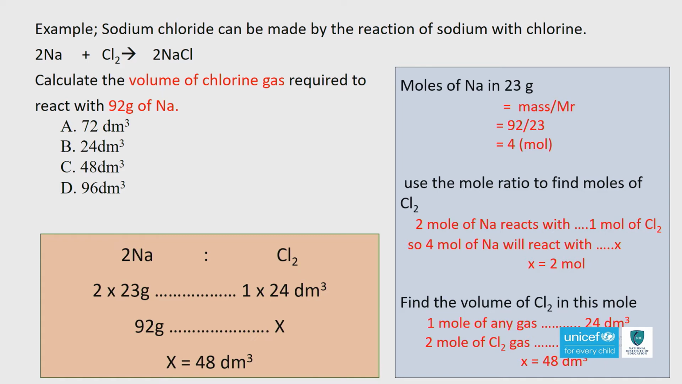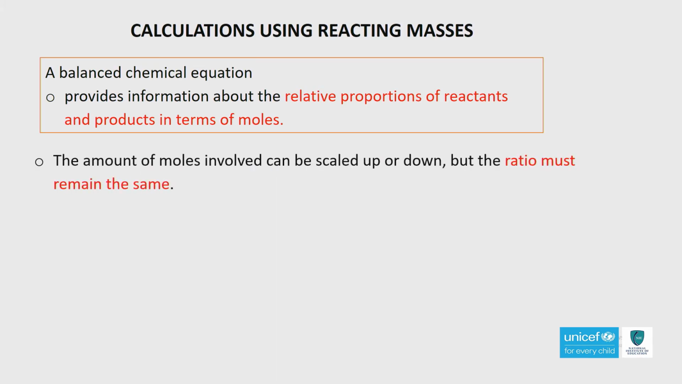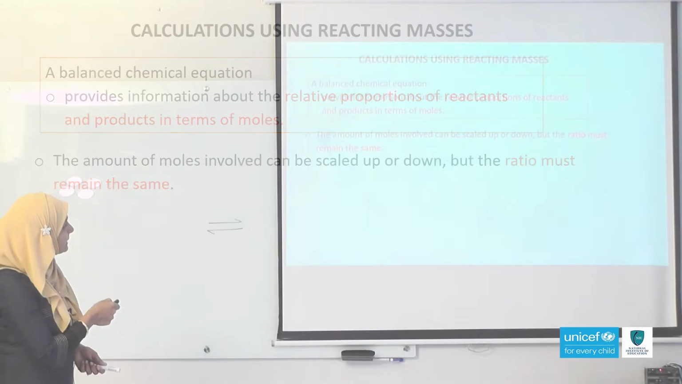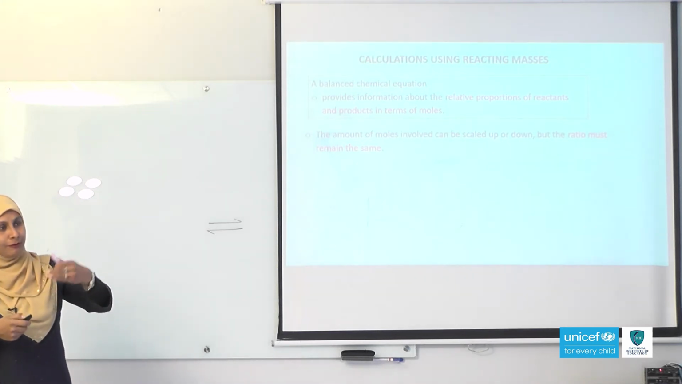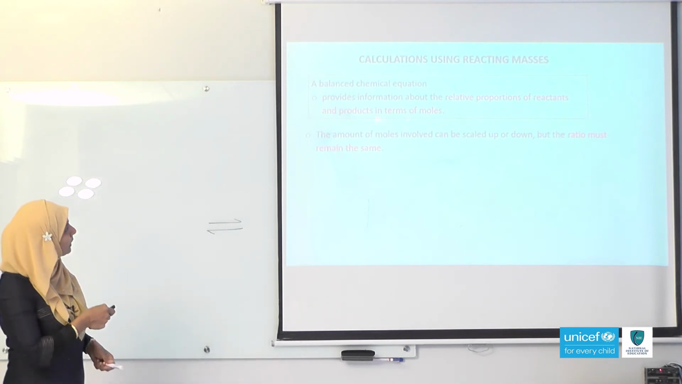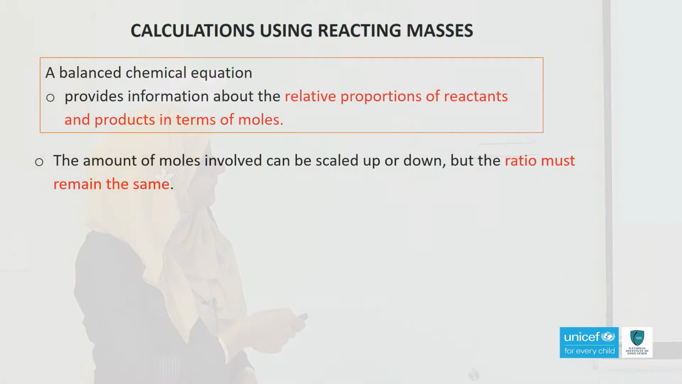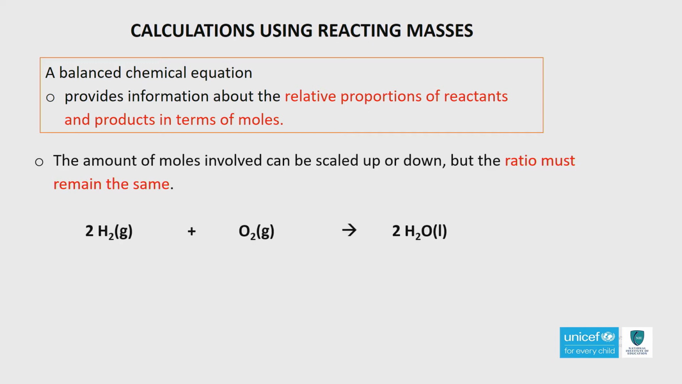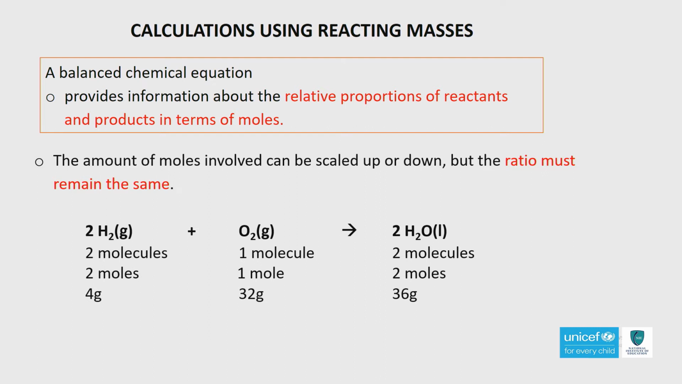Next one is calculations based on reactive masses. Now for doing these calculations, it is important that you have a balanced chemical equation, and it provides a lot of information about the reaction that occurs between the 2 reactants and the amount of products. It provides information about the relative proportions of reactants and products in terms of moles. The amount of moles involved can be scaled up or down, but the ratio must remain the same. So looking at this equation, the information that is given here can be expressed in terms of moles, molecules, or amount of substance in grams.